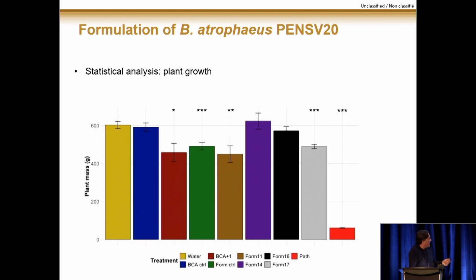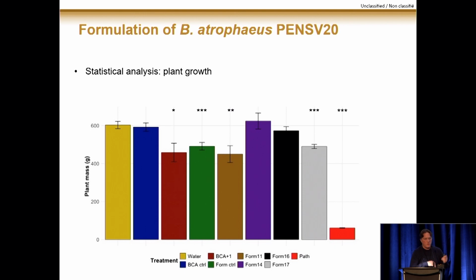And on the left here, we see the water control that's kind of set as our standard. All of the others compared statistically to that. And you can see here that some of the formulations, this brown bar here, formulation number 11, even though it controlled disease pretty well, still the plant didn't quite do as well as with water control. But 2 of the formulations, in particular 14 and 17, were really indistinguishable from the water control.